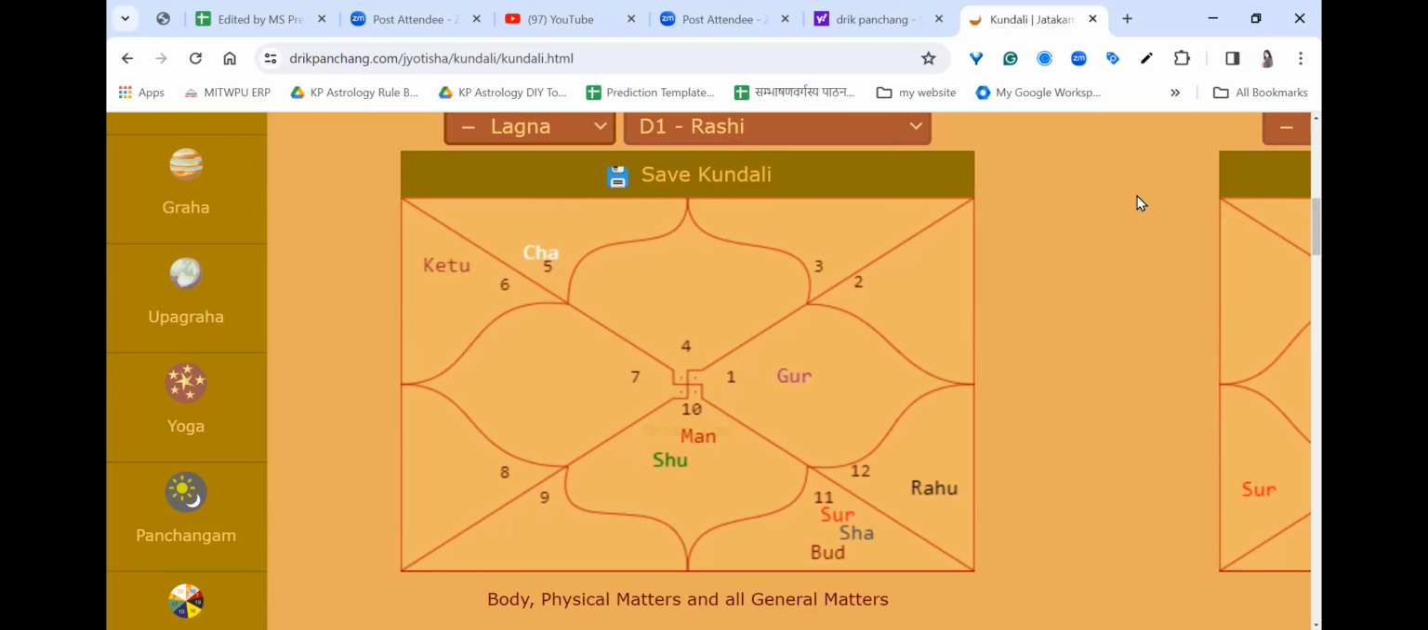Let me shut the app and go back. Open the app again, and go to Kundali. Everybody should be opening the app and going to Kundali, and that's it. No need to do anything else.